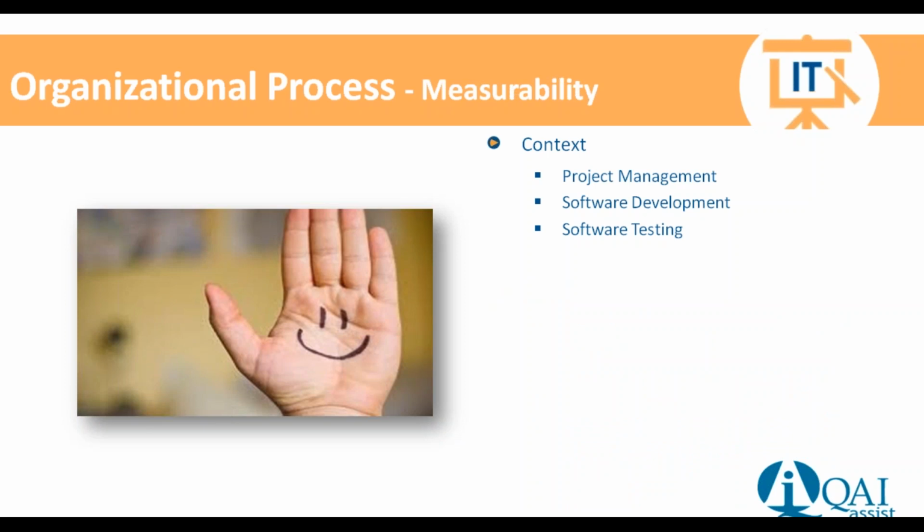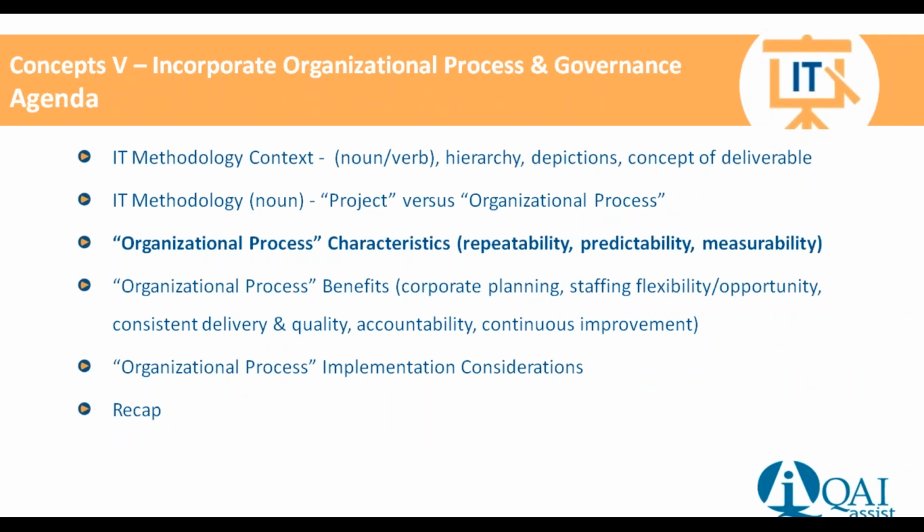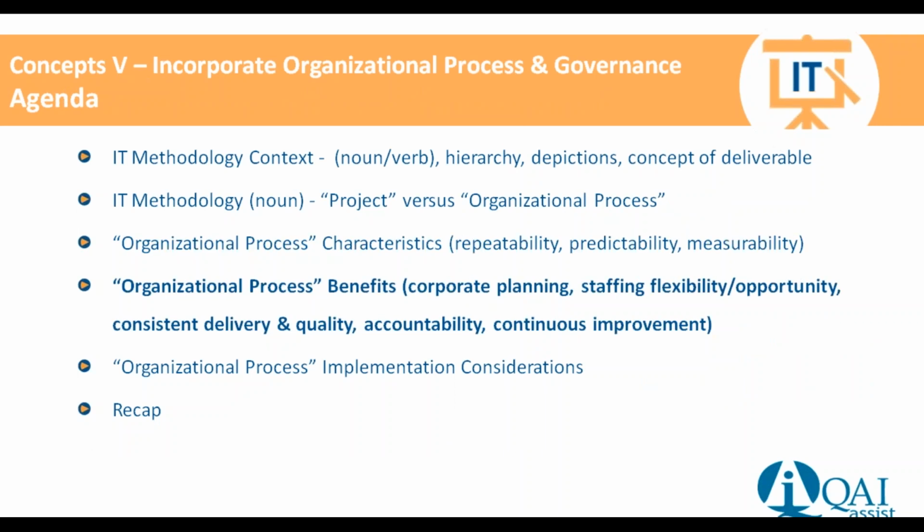Okay, let's look at measurability then. And again, for project management, software development, software testing, applying it against all our projects. So the result is, if we have something that's repeatable and predictable, then we can measure it. As I said earlier, it's measurable. Well, if something is measurable, it's going to act as the basis of ongoing improvement across the organization. It's a cultural thing. We can measure how we're doing things and we can improve things. And because you can measure it, the operational performance and the quality of the product and the process is going to increase.